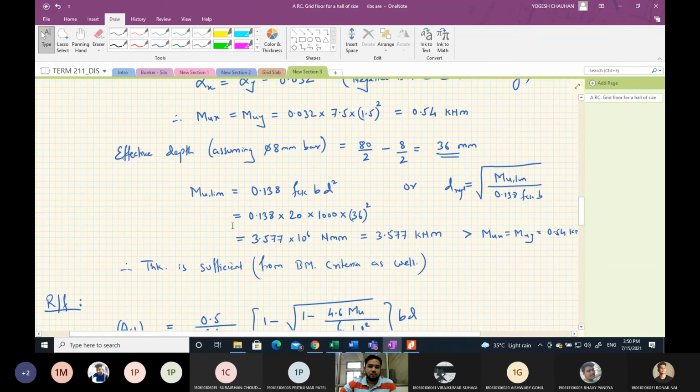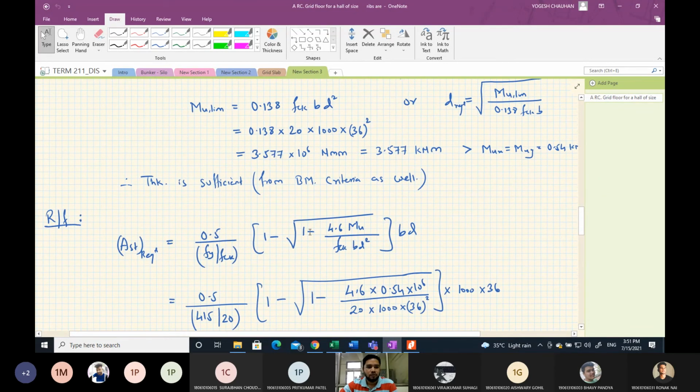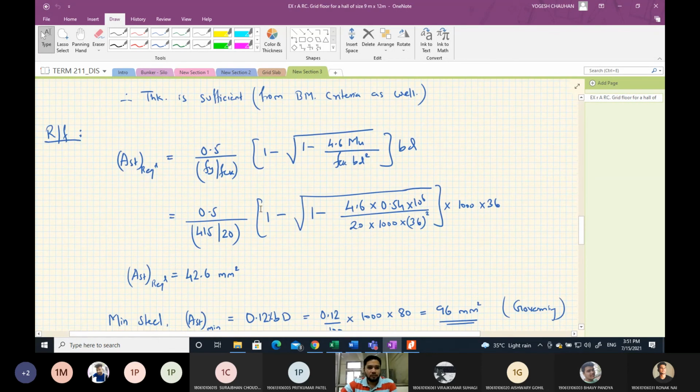Now we have to check the thickness from bending point of view as well. So either you can use this formula which will give you the thickness required and you can correlate with the actual thickness provided, or else you can find the moment of resistance using the actual effective depth provided, and if this moment of resistance is more than the design moment, then it is okay. Both ways are correct, whichever way is convenient to you, you can follow. So here the thickness required from bending criteria is also satisfied. So thickness is sufficient.